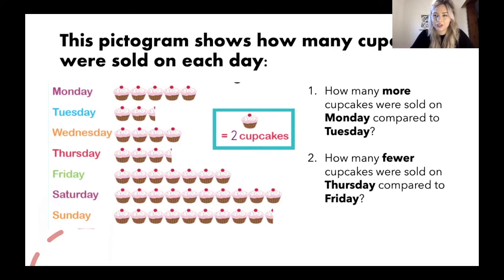Now we have some more questions about this pictogram. It says, how many more cupcakes were sold on Monday compared to Tuesday? And how many fewer cupcakes were sold on Thursday compared to Friday? Now for these questions, I would like you to pause the video and have a go. And when you are done, upload them to Padlet for me to have a look at. Pause the video here to answer the questions.